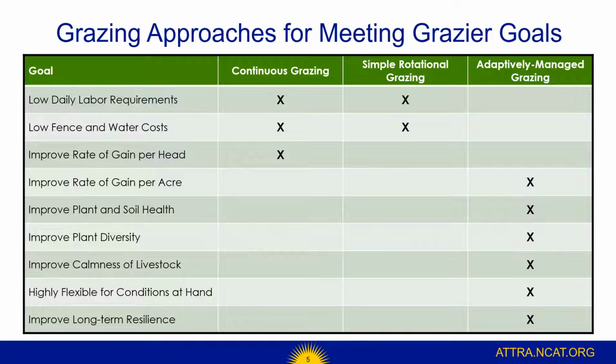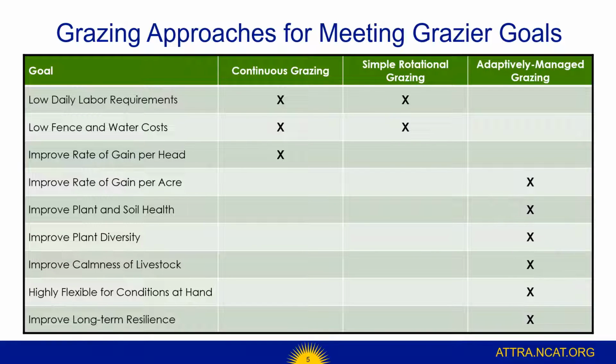And ultimately, we come down to trying to improve long-term resilience. And of course, I think that's something that's on everybody's minds nowadays with all the weather extremes that we're seeing. We want our pastures, our fields to be sponges. We want them to be able to soak up every drop of water that comes their way.